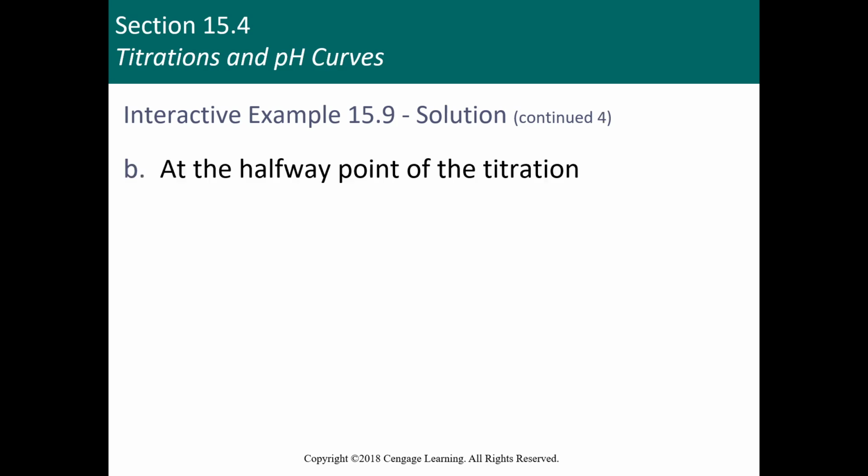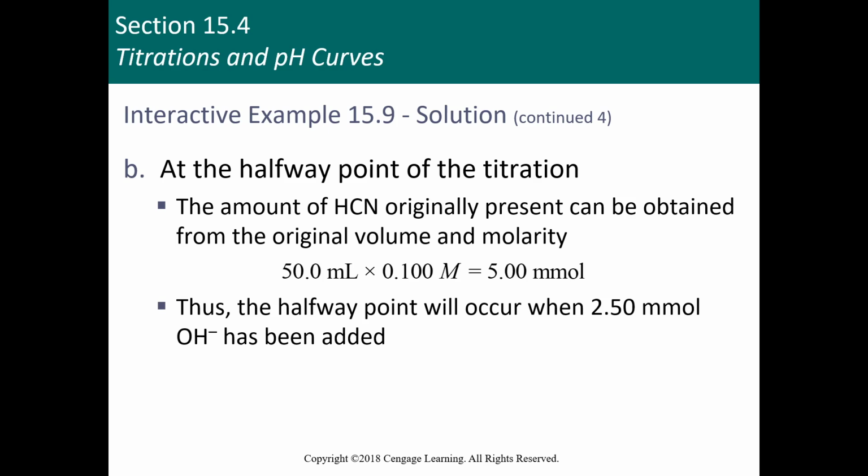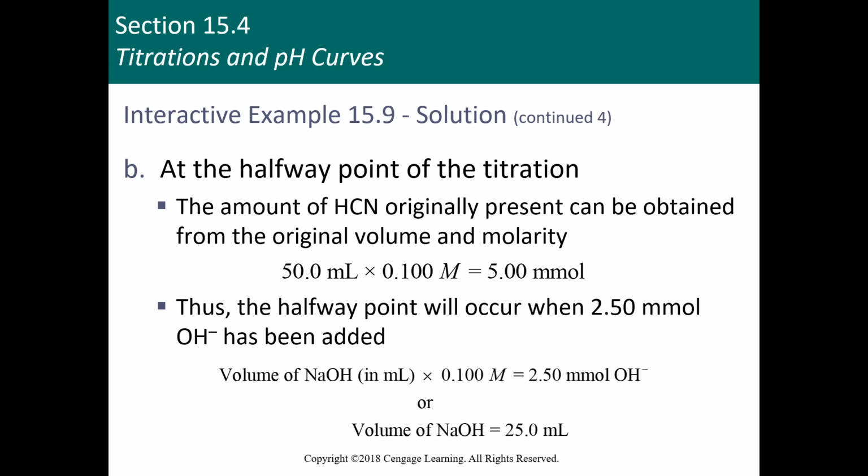So next thing we're going to do is we're going to look for the halfway point of the titration. So you've used up half of that HCN. So again, this is our original millimoles of HCN. So thus at the halfway point, we're going to have half of that value. We're going to have used up half. So the halfway point is going to occur when we have 2.5 millimoles of HCN remaining, and we have added 2.5 millimoles of OH minus, which will have used up half.